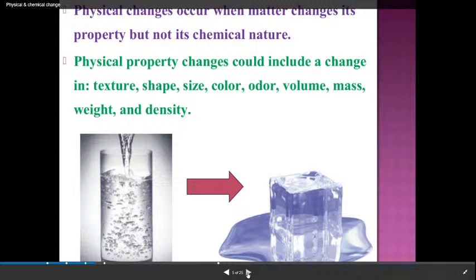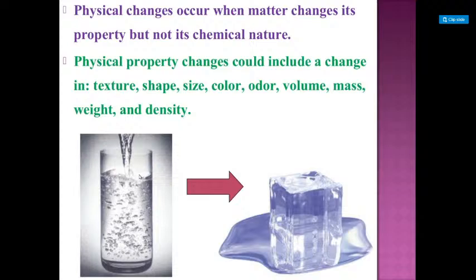So these all are examples of physical changes. A physical change occurs when matter changes its properties, but not its chemical nature. It means its physical properties are going to change from solid to liquid, right? But there will be no change in the chemical nature. We can see the ice also contains H2O molecules, and then it is going to melt, and then once again we can convert water to ice or ice to water. In both cases there is only physical change, no chemical change is going to take place.